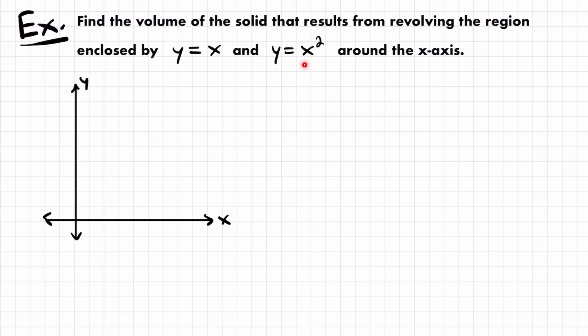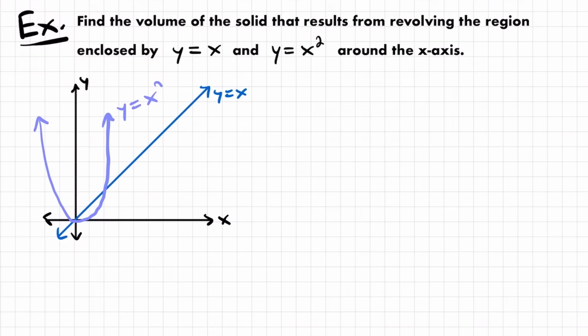Okay, and so let's graph both of these equations. We know that y equals x is just a diagonal line, or a line crossing through the origin with a slope of 1. And so that will look like this. That is going to be y equals x. And then for y equals x squared, we know that x squared is just a parabola that points upwards where the vertex is at the origin. And so that will look something like this. All right, so that will be y equals x squared.